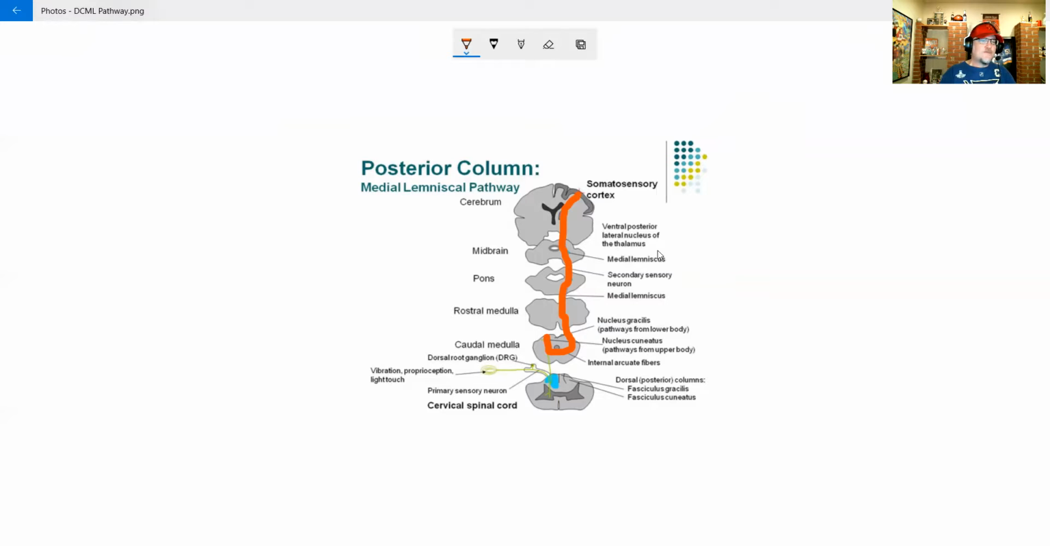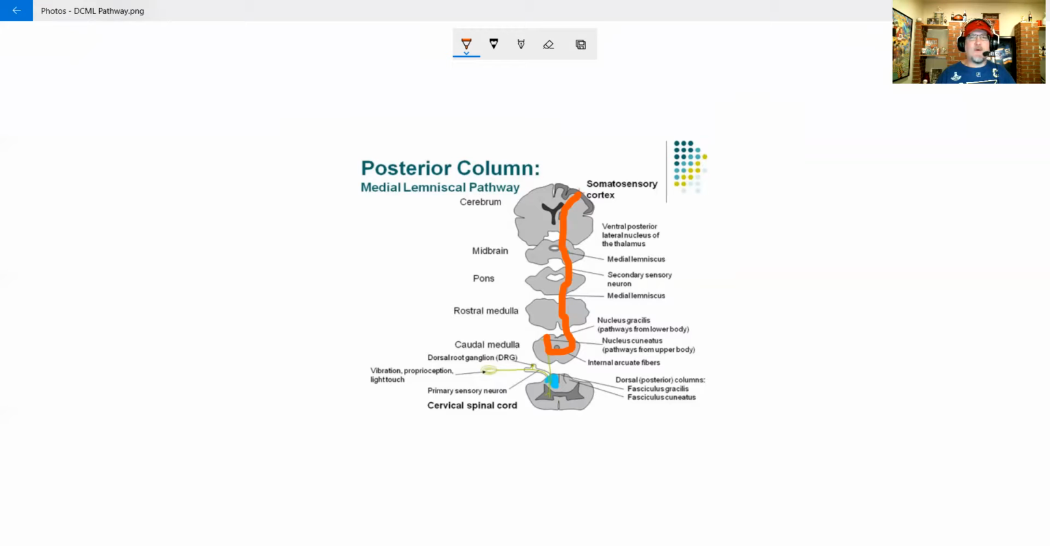So first order, the information comes in, it ascends up through the dorsal columns. The second order happens at the brainstem, at that level with the nucleus gracilis and the nucleus cuneatus, and crosses there. The internal arcuate fibers cross over and then ascend all the way up to the sensory motor cortex.